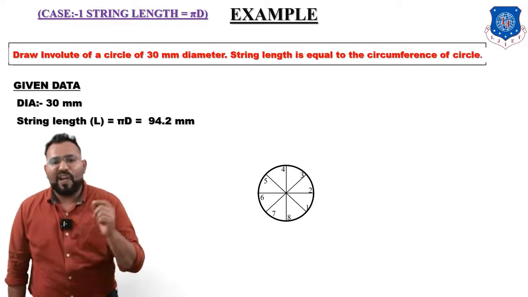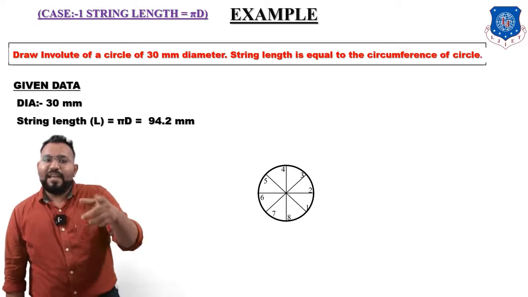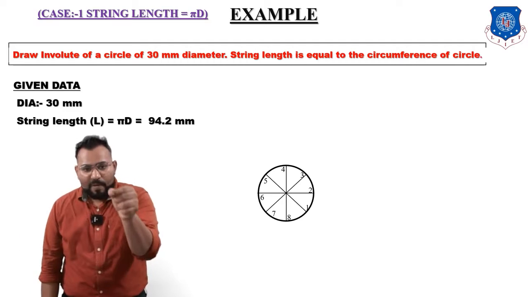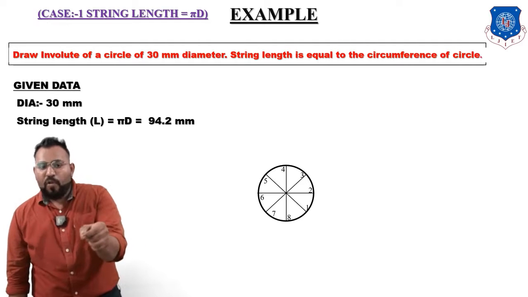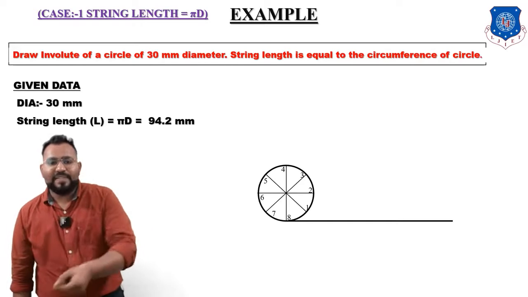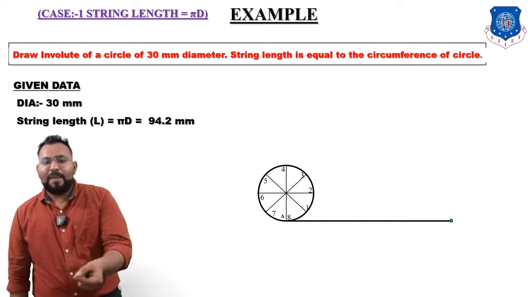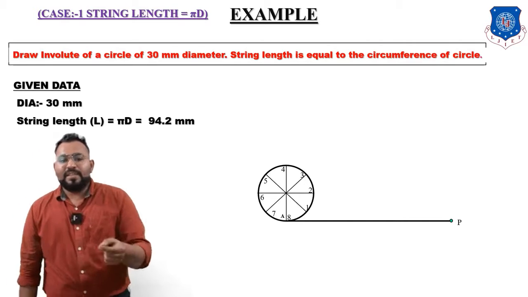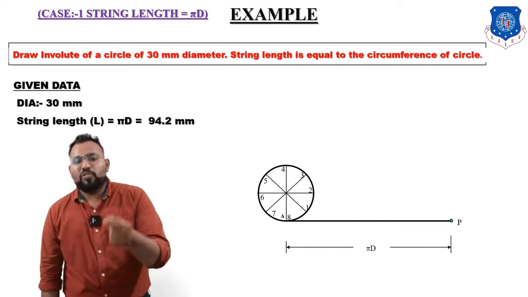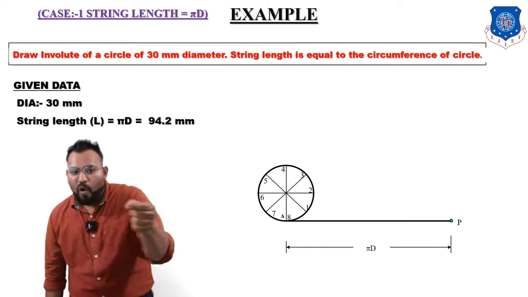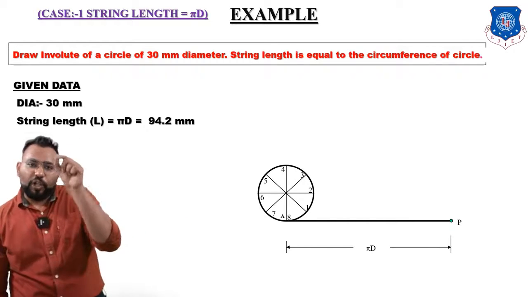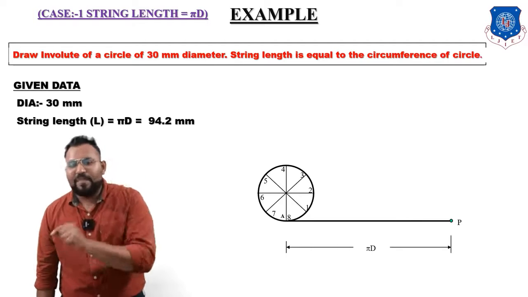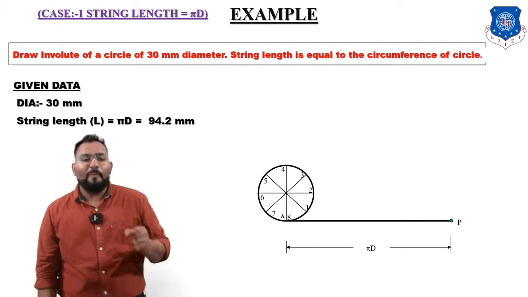Now you have to draw a string which is having a length equal to 94.2 mm. So from point 8, always remember, from point 8 you have to draw one horizontal line like this. We will give it a string length AP. So we have given the name string AP, which is having length L equal to pi d. So from point 8 you have to draw a horizontal line of 94.2 mm and give the name AP. So this is a string AP which is having length L equal to pi d.